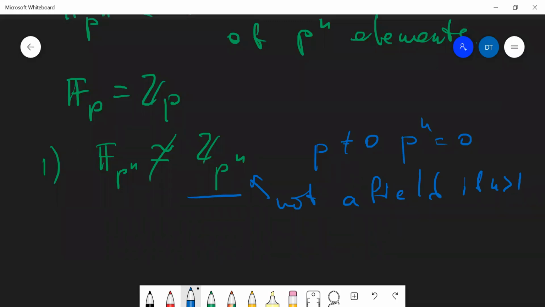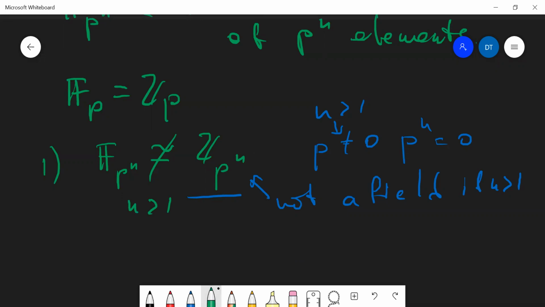Because if n is equal to 1, then p is equal to 0. So in this assumption, I assume that n is greater than 1. If n is greater than 1, then p is not equal to 0, but p to the n is equal to 0. So this guy is not a field if n is strictly greater than 1. Let me add this here also: if n is strictly greater than 1.